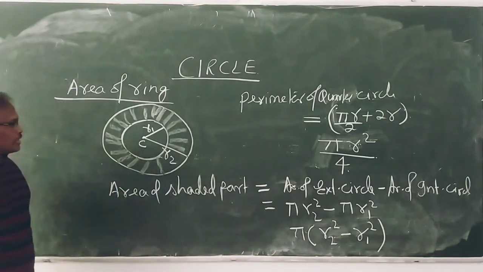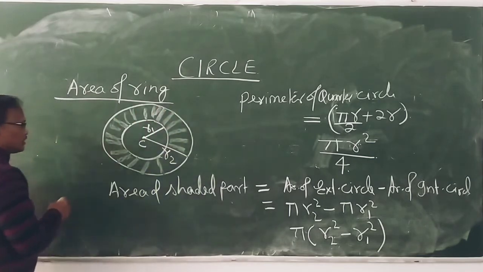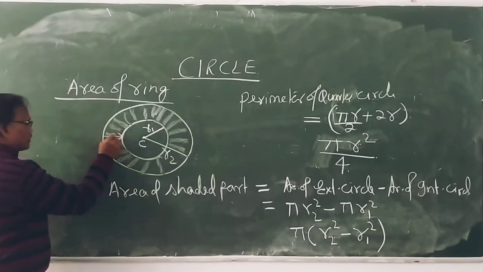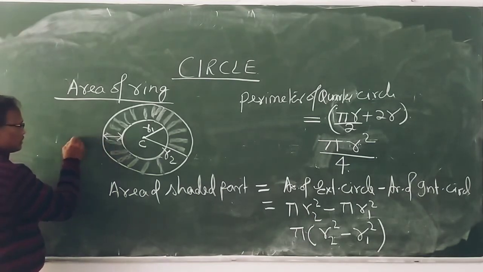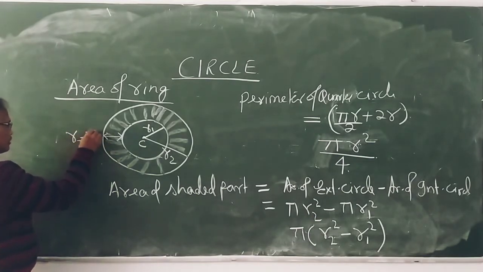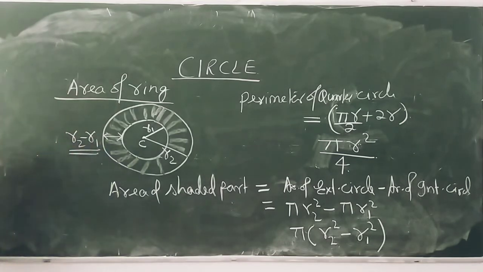What is the thickness of this ring? Thickness मतलब ये कितनी? What is this? This is R2 minus R1. The thickness of the ring is R2 minus R1.